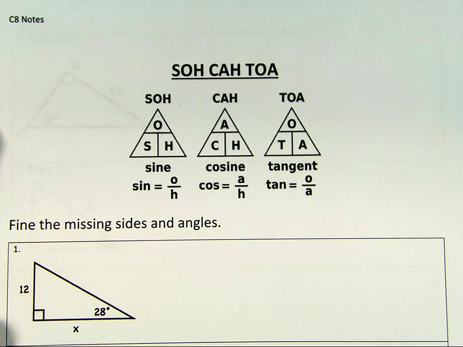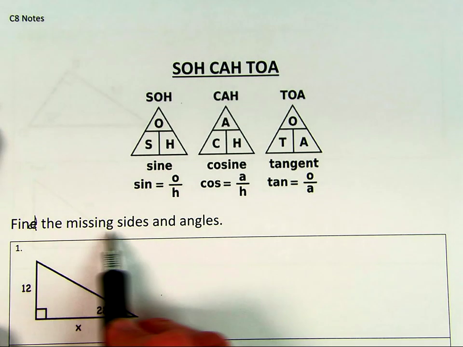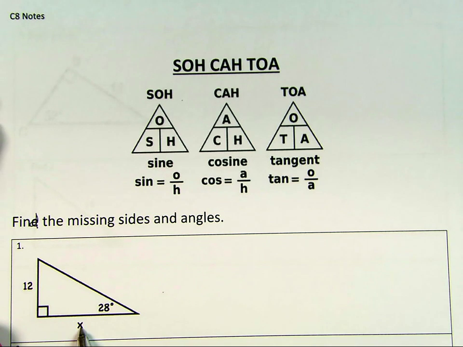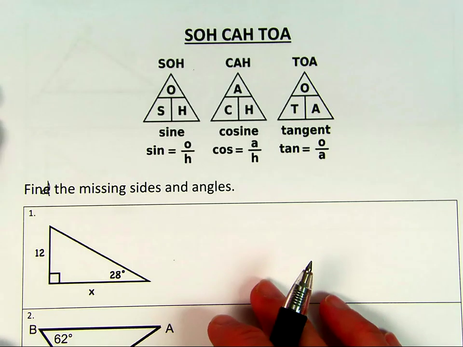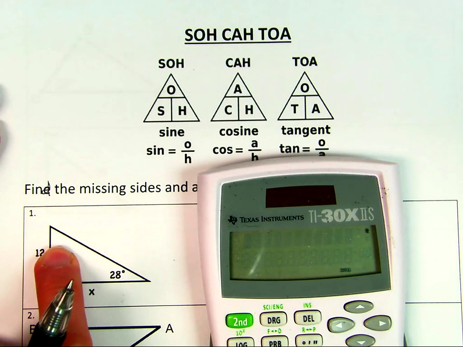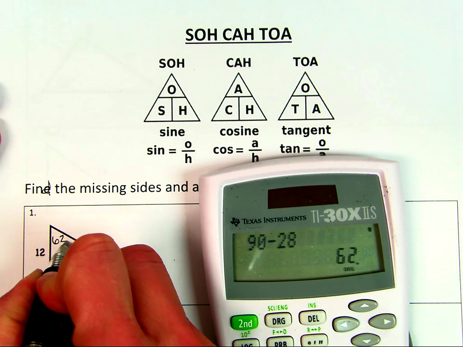So what it means to solve a triangle, that's supposed to say find. What it means is you're going to find all the sides that they don't give you and all the angles. So even though this has an X right here, we're going to find all of them. The easiest one to do, since they gave us an angle, is to find the other angle because they're complementary.